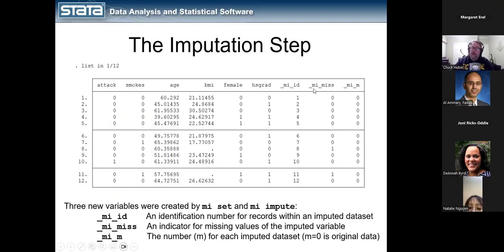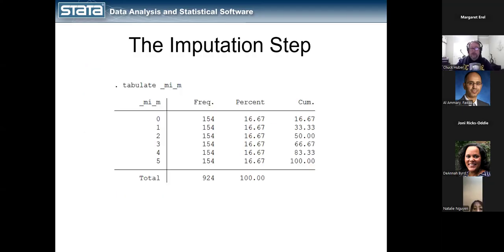The other one we're going to need, underscore mi underscore miss, tells us in the imputed data sets which observations contain missing data for BMI. Well, that's obvious in the original data, right? It's going to equal 1 if the data are missing for BMI. That's obvious in the original data set because it's still missing, but in the imputed data sets, there will be a value there. So the only way in the imputed data sets down below to know that a value is imputed is to look at this indicator value for underscore mi underscore miss. Okay, so those 3 variables are really there for Stata just to keep track of things. You really don't need to use them unless you're just curious.